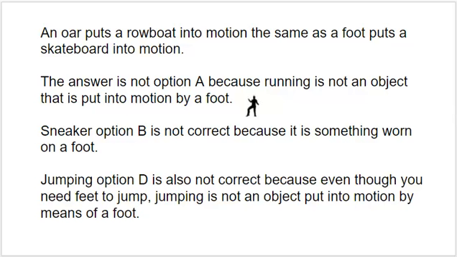The answer is not option A because running is not an object that is put into motion by a foot. Sneaker, which is option B, is not correct because it is something worn on a foot. Jumping, which is option D, is also not correct because even though you need feet to jump, jumping is not an object put into motion by means of a foot.